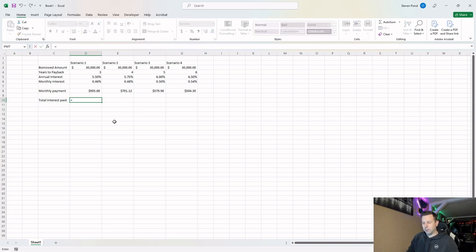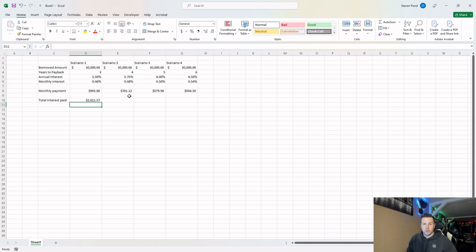So let's just do the formula here. We take the monthly payment times, put this in parentheses, 3 times 12 to get our total months. This will give us our total number paid. And we want to see now the change from this number to the borrowed amount. So all we do is put this in parentheses and subtract it from the $30,000.